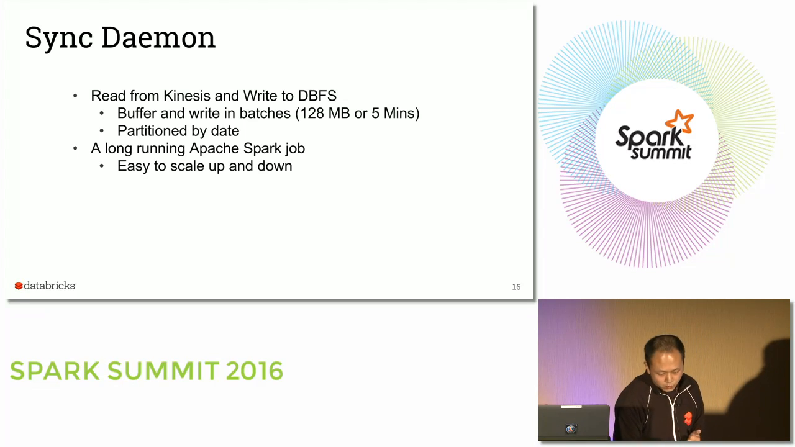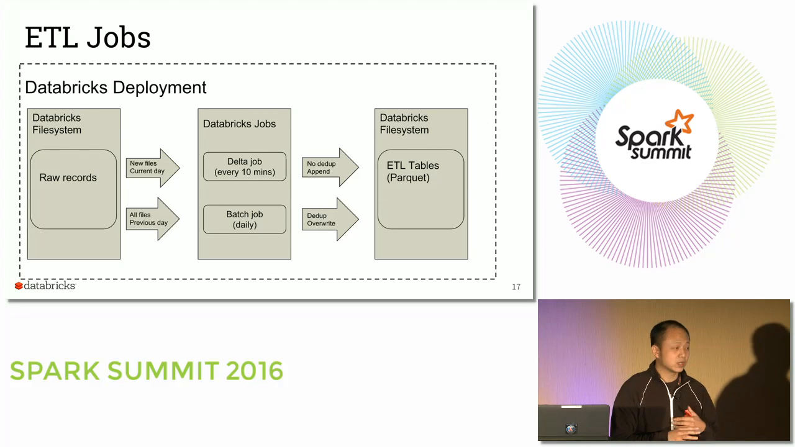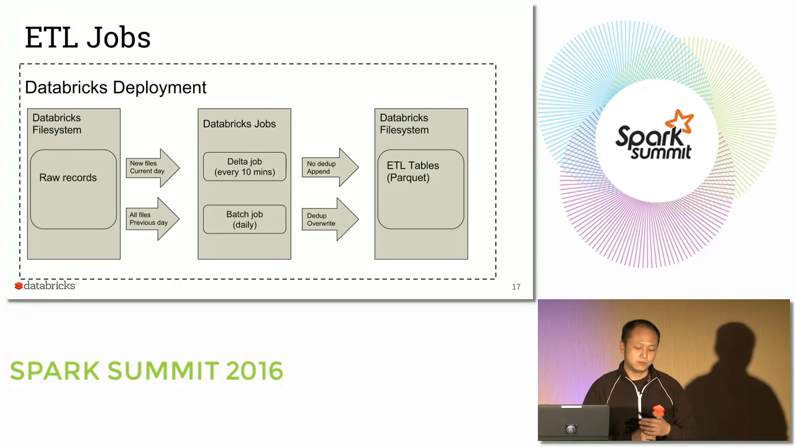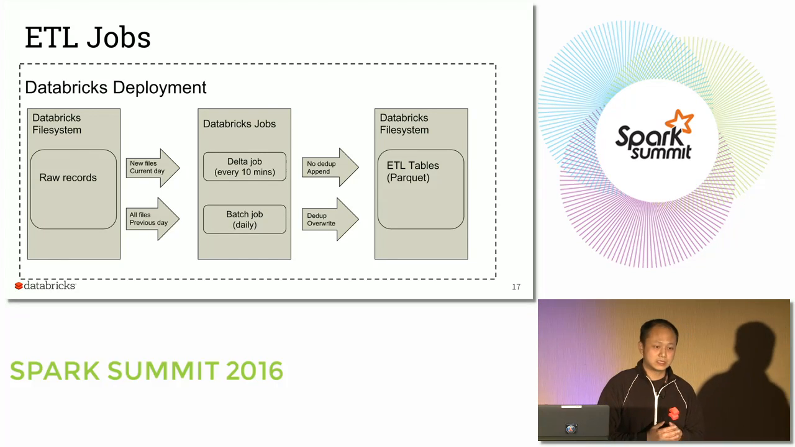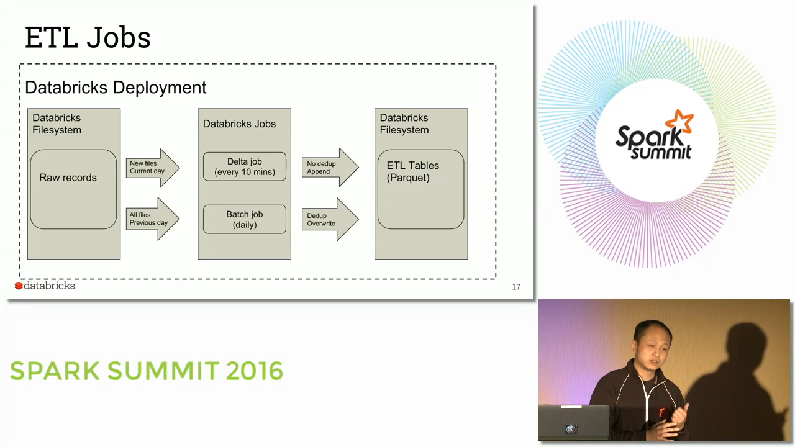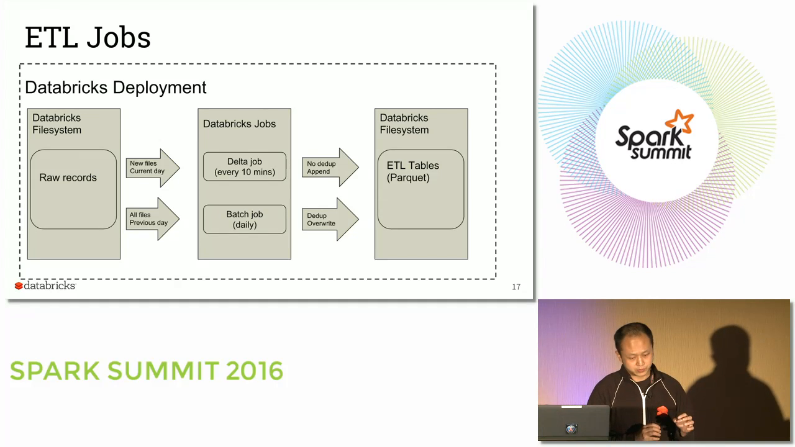And then after that, we have our ETL jobs. So basically, there are two kinds of ETL jobs. One is the Delta update. So basically, it gets all the recent files that were added to the file system, and then we do the processing, and then we just append to the final Parquet tables.